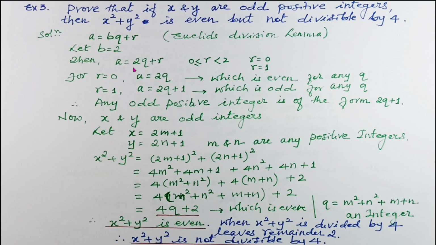So by this method, using Euclid's division lemma, we have proved that if x and y are odd positive integers, then x square plus y square is even but not divisible by 4. So this is the procedure. Using Euclid's division lemma, we can prove any of the mathematical statements given to us.